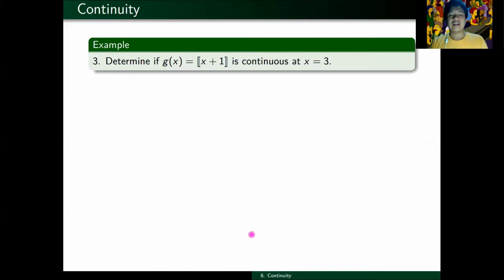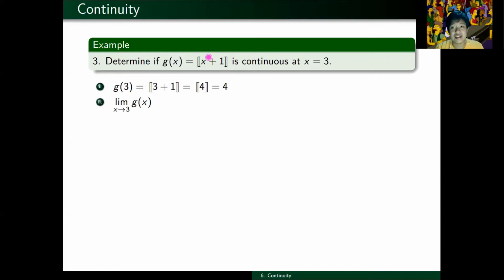Subukan naman natin tignan itong greatest integer function mo. Is this one continuous at x equals 3? Well, function value clearly exists. If you plug in 3, magkakaroon ka lang ng GIF ng 4, which is 4. So, okay tayo sa first. Second, does the limit exist? But, to check the limit as x approaches 3 of this function, this is a greatest integer function. And when you try to plug in 3, the inside becomes an integer. So, in this case, we have to consider one-sided limits to know the limit as x approaches 3.